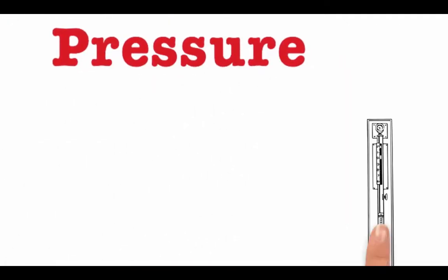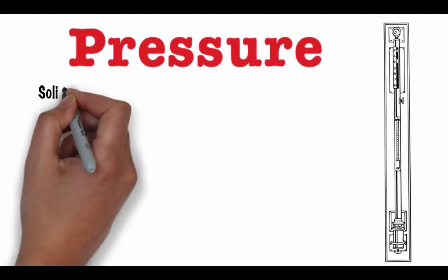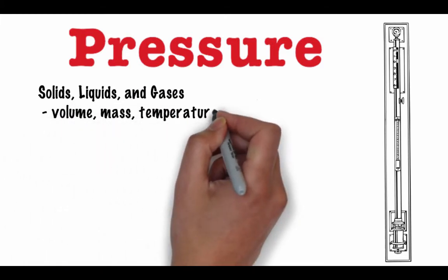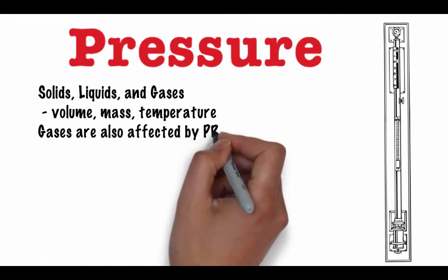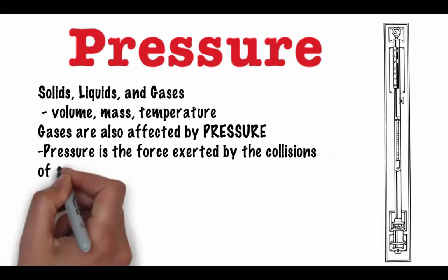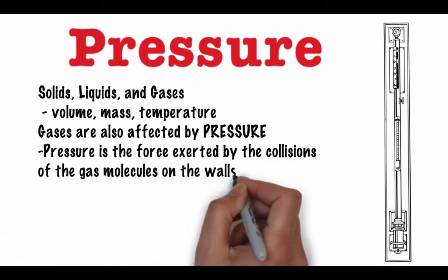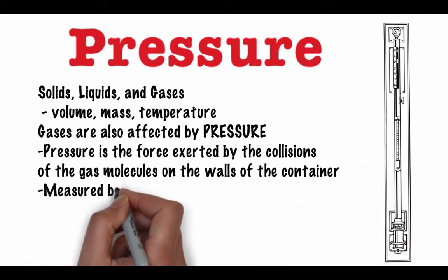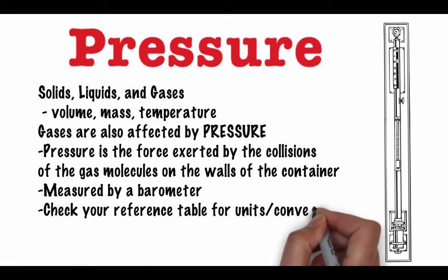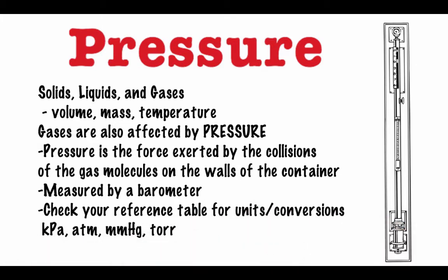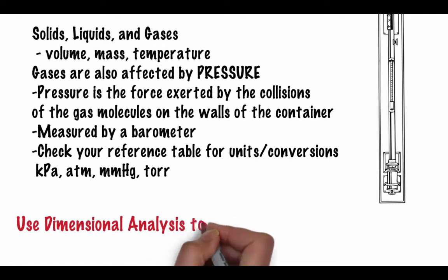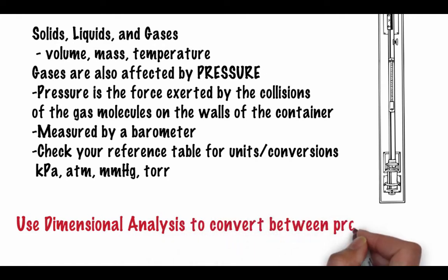Let's look at a couple properties of gases. First, there's pressure. Solids, liquids, and gases all can be described by volume, mass, and temperature. But with gases, we also talk about being affected by pressure. Pressure is the force that's exerted by the collisions of the gas molecules on their container. It's measured by a barometer. You can check your reference table to see the units and the conversion factors: kilopascals, atmospheres, millimeters mercury, and torr. We can use dimensional analysis to convert from one pressure unit to another.